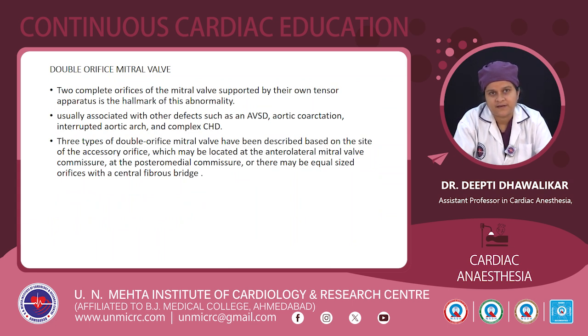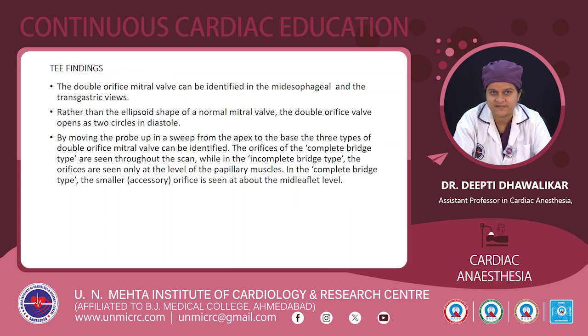Double orifice mitral valve. Two complete orifices of the mitral valve supported by their own tensor apparatus is the hallmark of this abnormality. Usually it is associated with other defects such as AVSD, aortic coarctation, interrupted aortic arch, or complex congenital heart disease. Three types of double orifice mitral valve have been described based on the site of accessory orifice, which may be located at the anterolateral mitral valve commissure, at the posteromedial commissure, or there can be equally sized orifices with a central fibrous bridge.